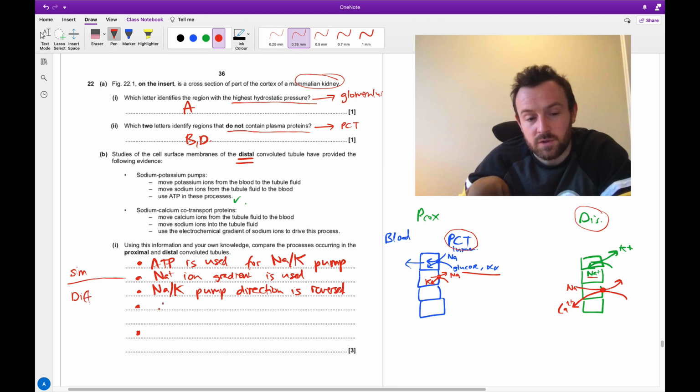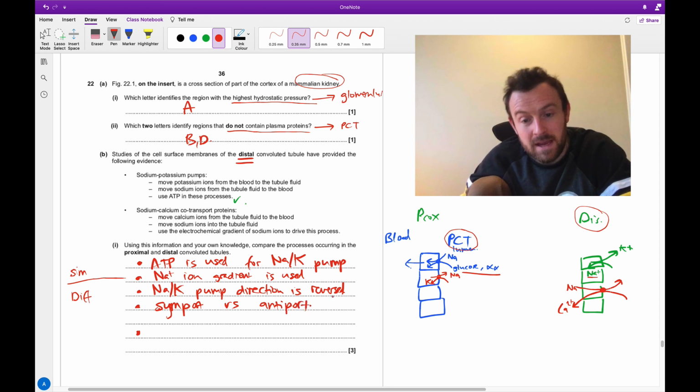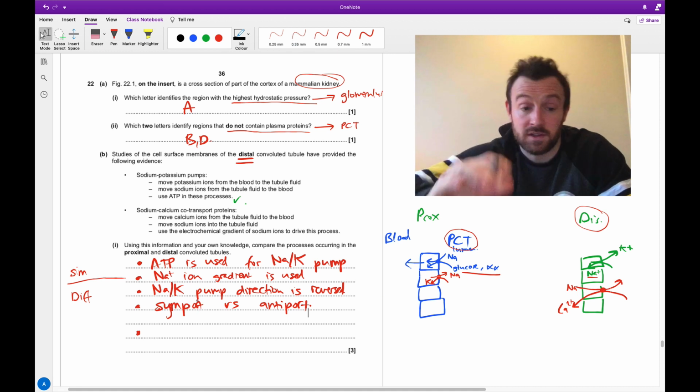So we've got symport versus antiport. I'm not sure if these words are on your syllabus, but I'll explain what those mean. In this case, the sodium and the glucose are moving in the same direction. We call that a co-transport symport protein. Whereas in this one, the sodium and the calcium are moving in opposite directions. So we call that antiport. As the sodiums go out, the calciums come in. So you could say that the ions are moving in opposite directions. So those are lots of things you could have said.